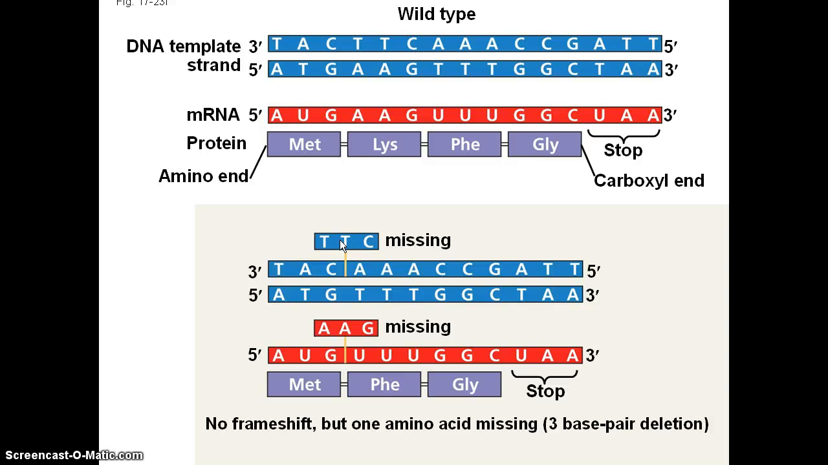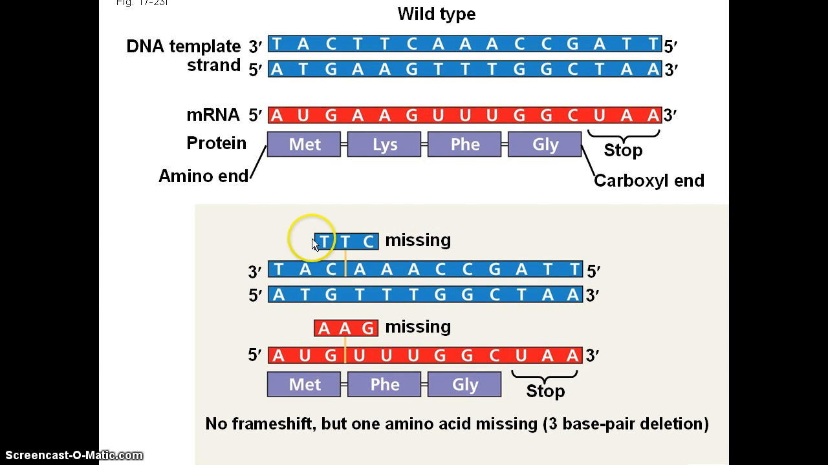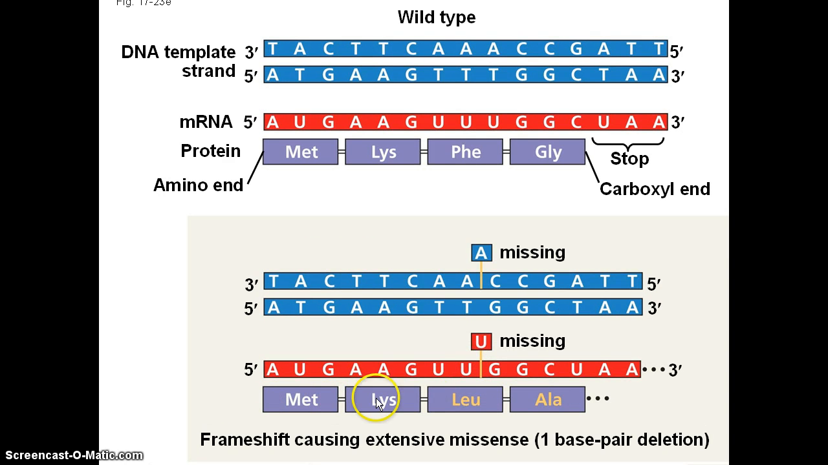Now, this can certainly be detrimental, but it tends to have less of an effect on the resulting protein than a frame shift mutation where you add or delete 1 or 2 bases. So it seems sort of odd, but missing 3 bases in a row or missing a codon oftentimes has less of a negative impact than adding or deleting 1 or 2 bases.